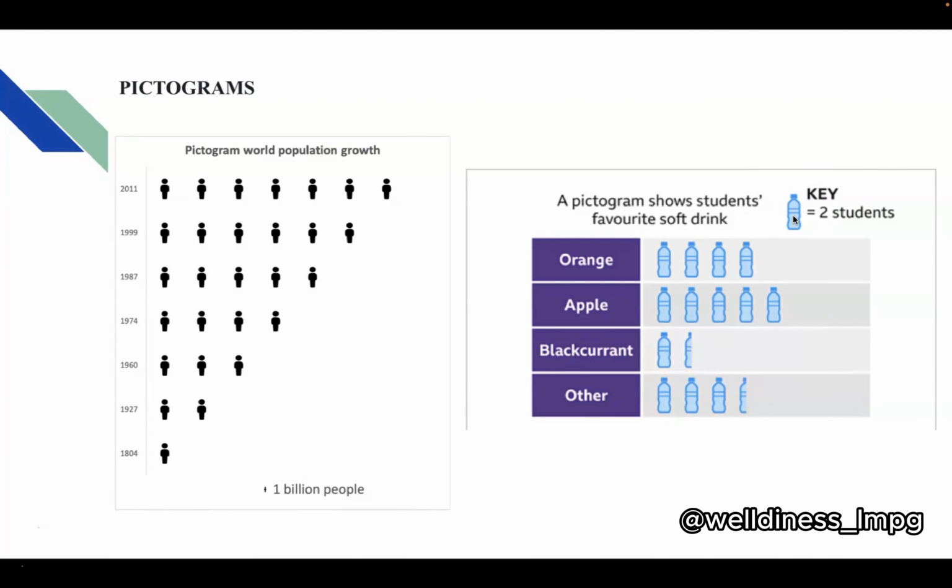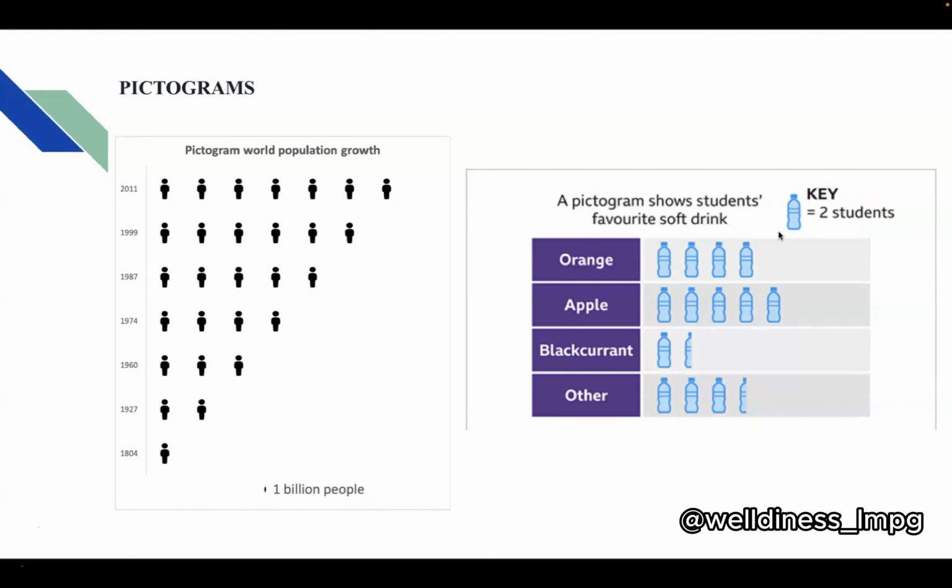Let me show you how they arrived at 3, so that you can see. You're just doing guesswork here. If a full bottle represents 2, that means half a bottle represents 1. So when I ask how many people took black currant, since a bottle represents 2 and half a bottle represents 1, that's 3.